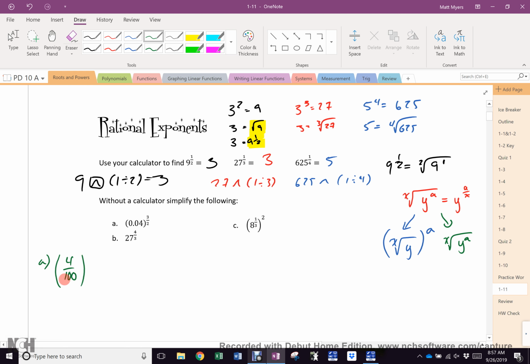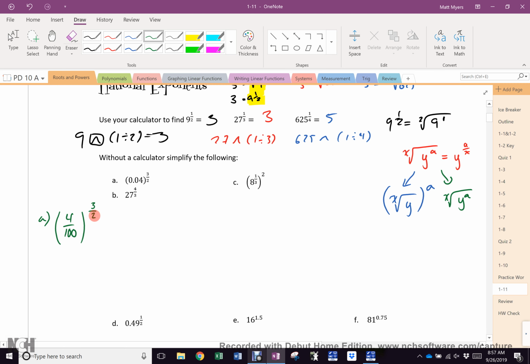To what exponent? 3 over 2. Now, what do you know about the denominator of a rational exponent?